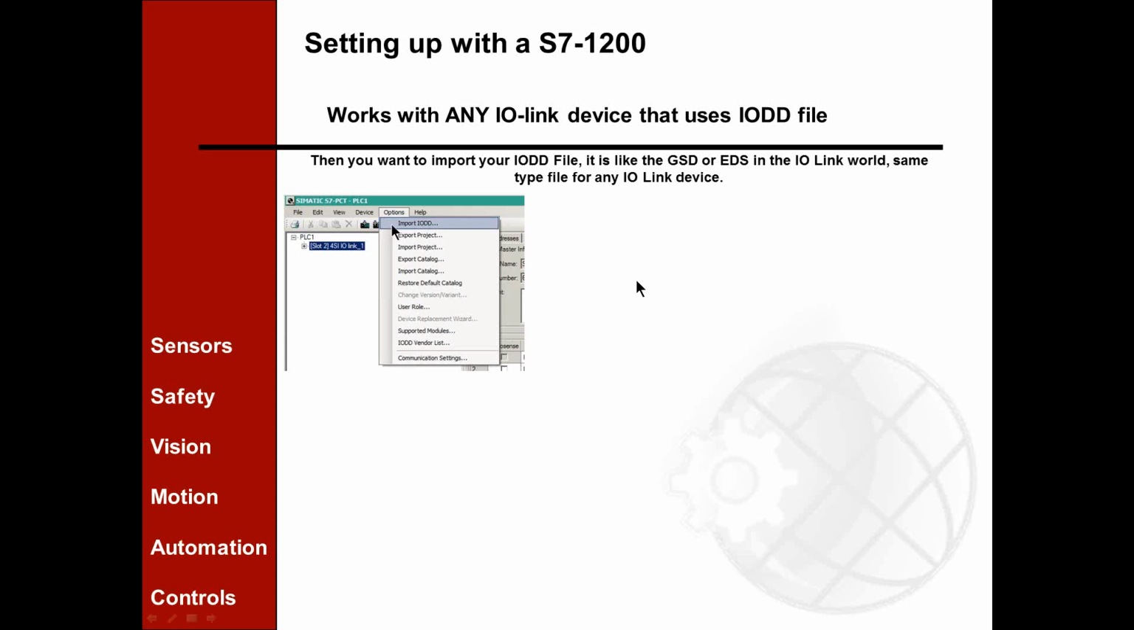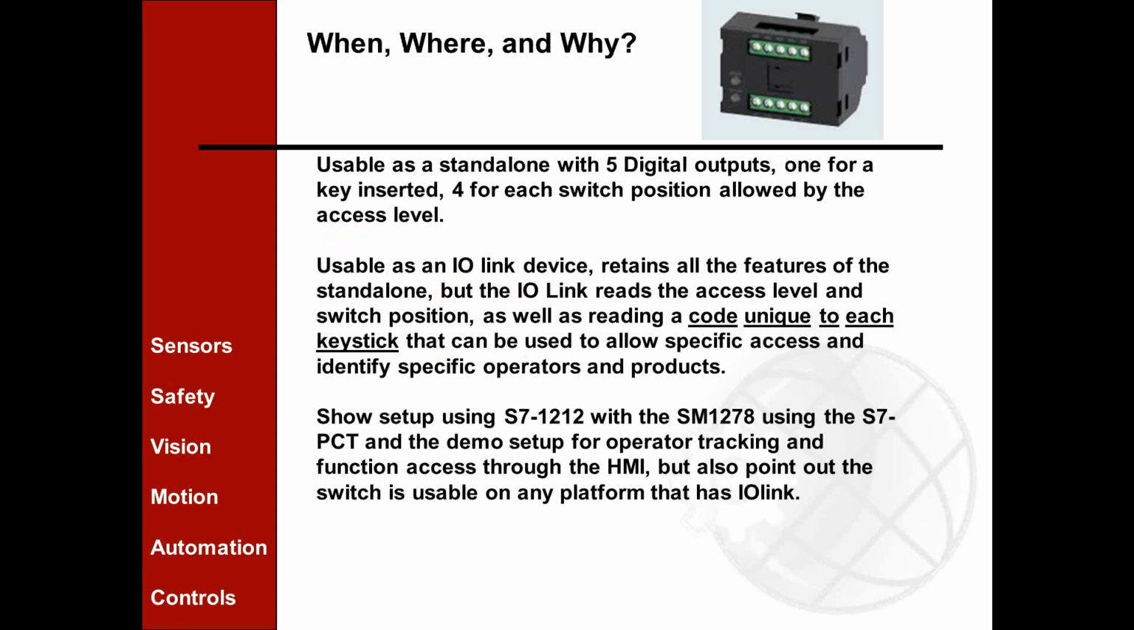Okay, so I think we covered pretty much what we wanted to cover as far as the who, what, when, where, why, and how. Just to put a quick recap on what we're dealing with here: the ID key switch is usable as a standalone. It has 5 digital outputs, 1 for the key inserted and 4 for each additional switch position allowed by the access level based on what the key's access level is. The colored keys have fixed access levels. The white key has a programmable access level through I/O link only.